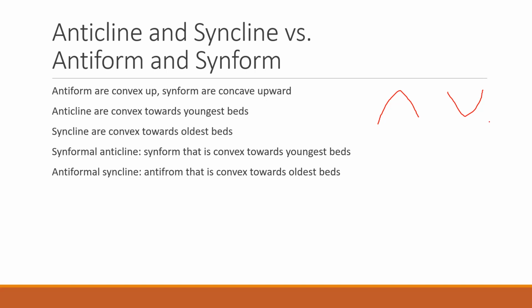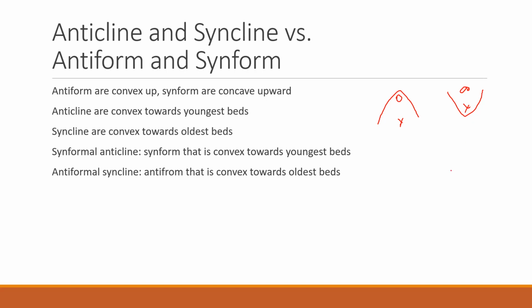Anticline means we know something about the ages of the beds. So an anticline is convex towards the youngest beds. I will show you these in a second, it'll be easier to understand. But basically, an anticline means that the youngest is here, the oldest is here. A syncline means that the oldest is here, the youngest is here.